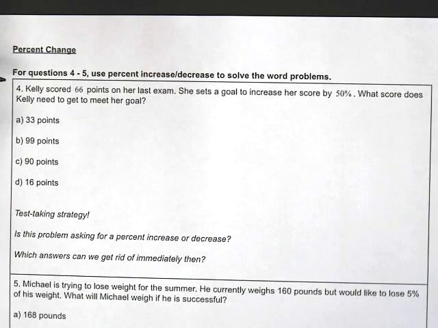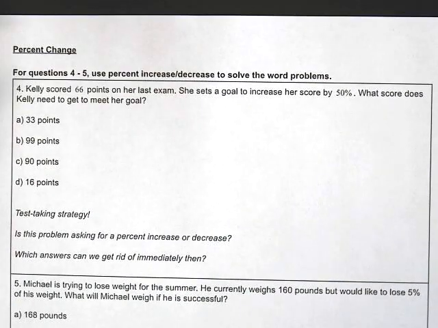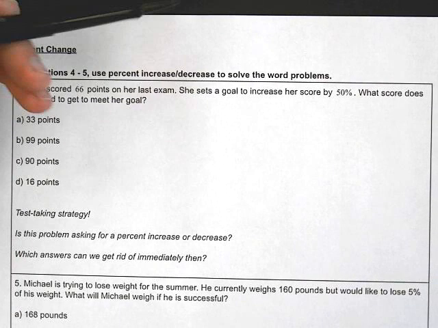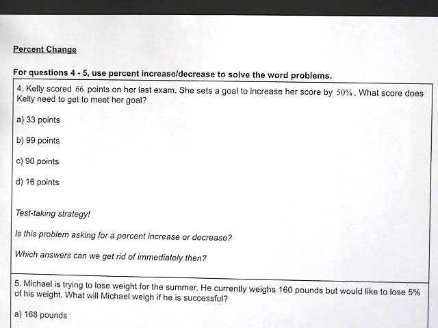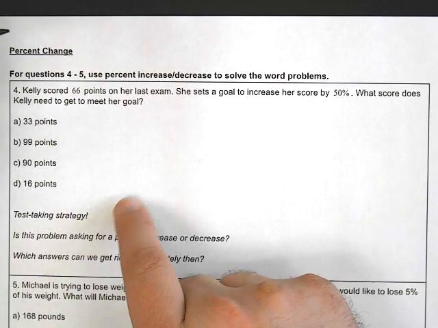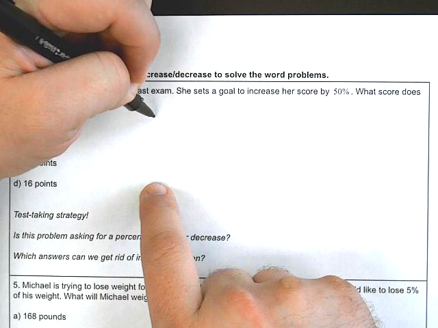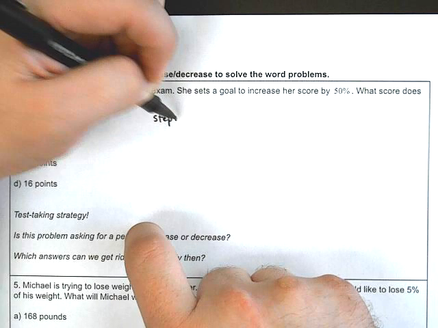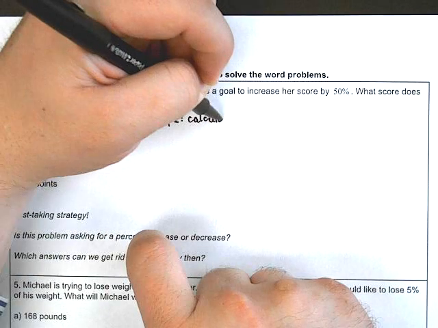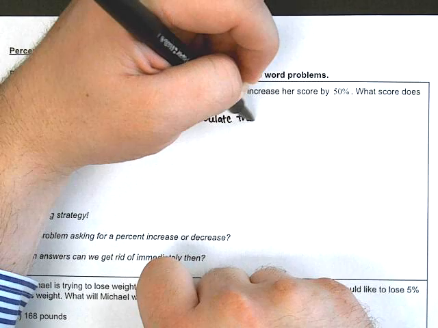Percent change. Important stuff. Good word problems. Kelly scored 66 points on her last exam. She sets a goal to increase her score by 50%. What score does Kelly need to get to meet her goal? Alright, so the first thing we need to do is we need to find the change. Alright, so step 1. Step 1. Calculate the change.